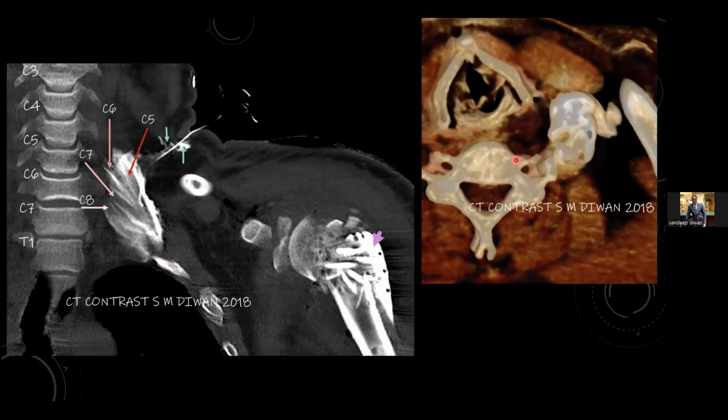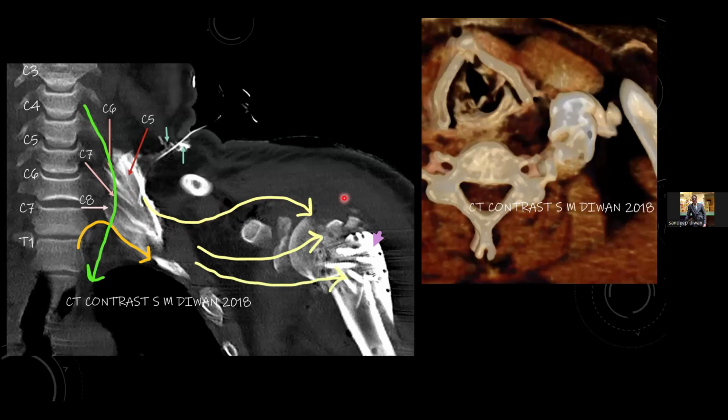Now, if you look here, this is the axial section, while this is the coronal section. What you'll find here is, the green one is the phrenic nerve, which would probably be involved in continuous blocks and lead to a continuous diaphragmatic paralysis. This light arrow is the path of the suprascapular nerve. That would be the path of the lateral pectoral nerve, and that would be the path of the axillary nerve.